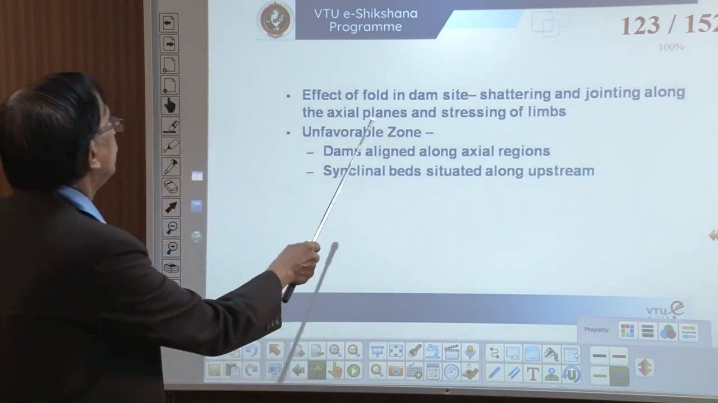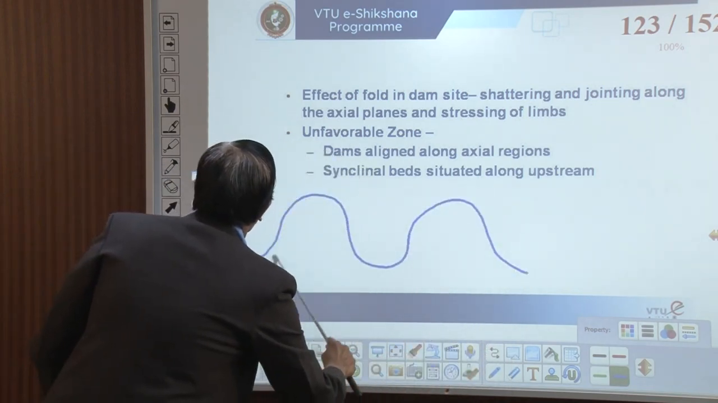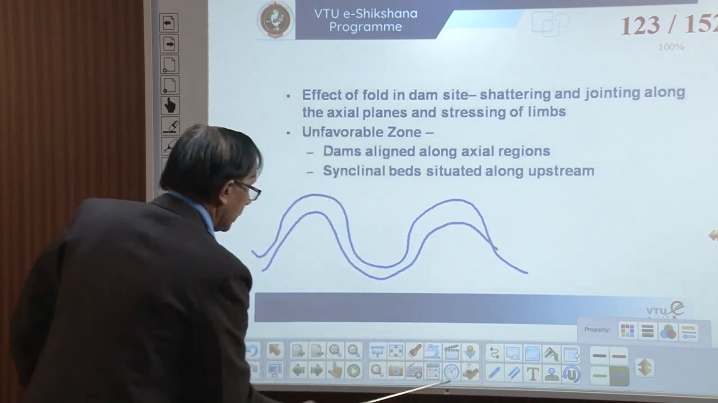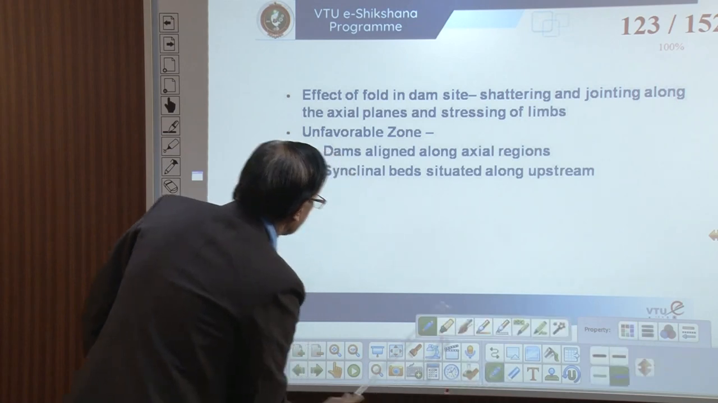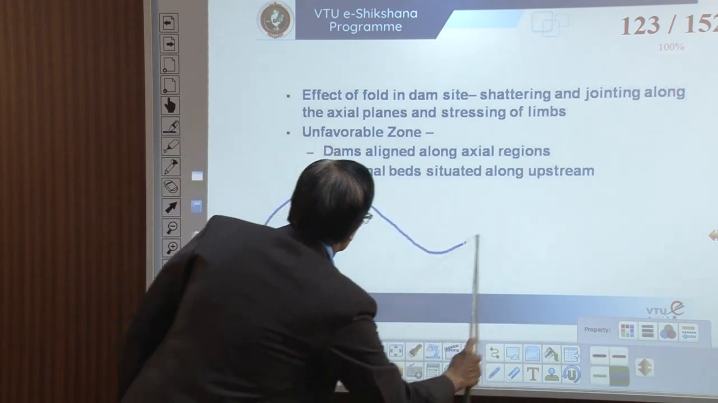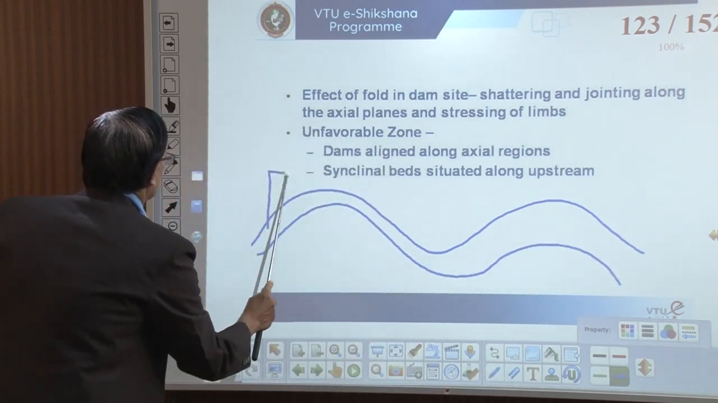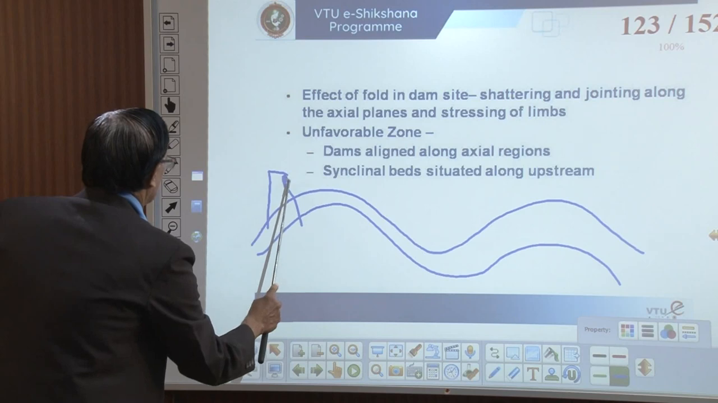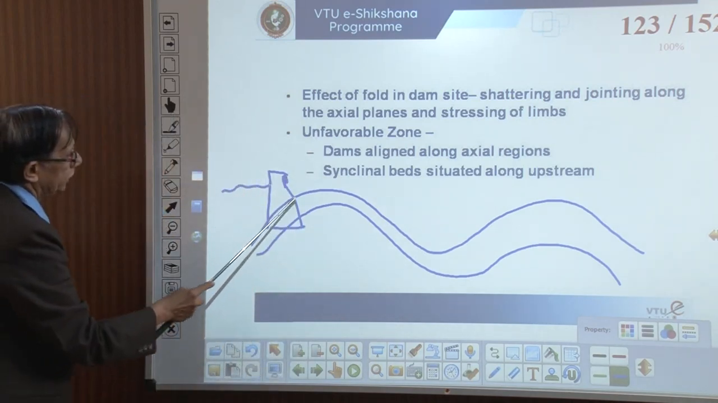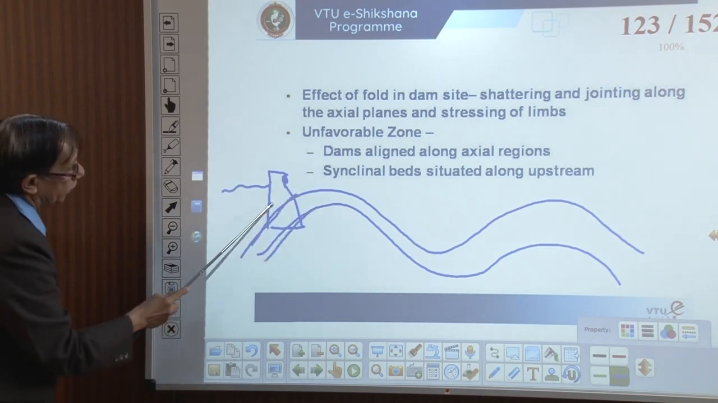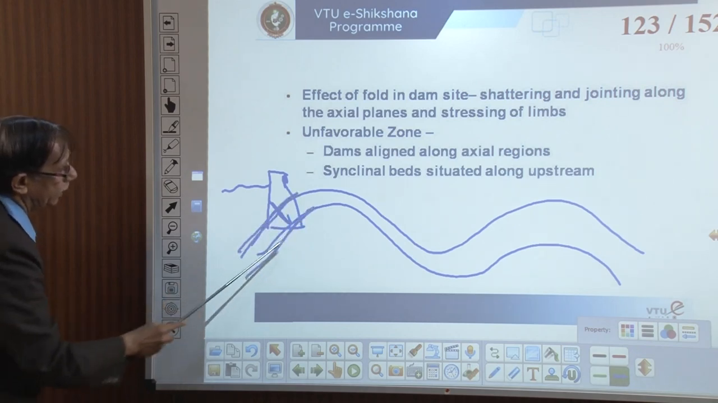Yes, the effect of faults on the dam site. For example, I have a rock like this. If I select a site here for construction of a dam, this is the river. Now, the bedding plane here is perpendicular to the resultant force, which is like this. This is the bedding plane here, like this.